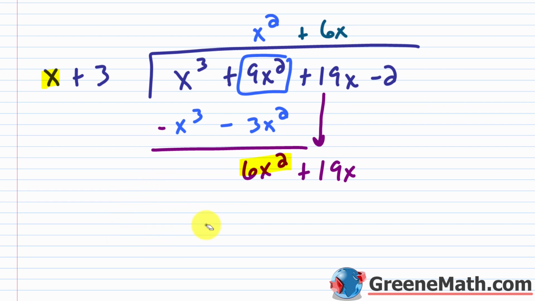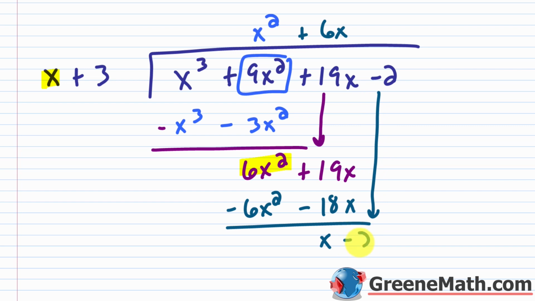So now we're going to multiply. I'm just going to do this more quickly. So 6x times x would be 6x squared. And then 6x times 3 would be plus 18x. Again, to subtract, I'm going to change the sign of this guy and this guy. And now I'm going to combine like terms. 6x squared minus 6x squared, that's 0, so that's gone. 19x minus 18x is positive x, or you can put 1x if you want. And then I'm just going to bring this next term down, so minus 2 here.